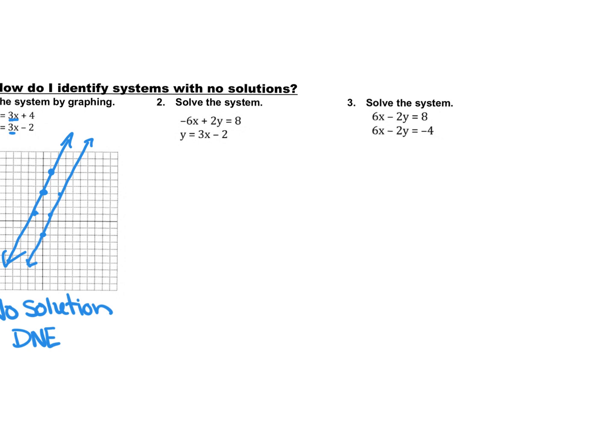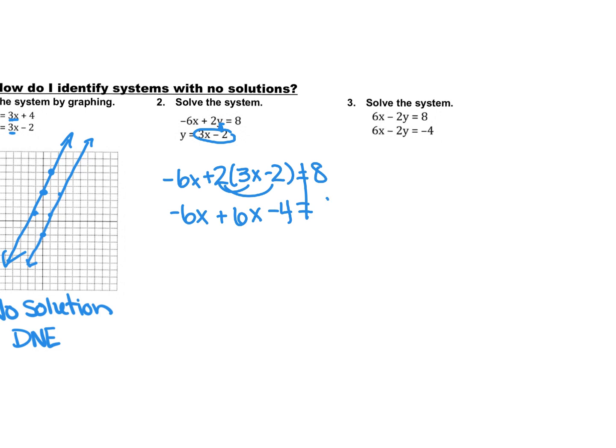For question number 2, we're going to solve this by using the substitution method. Since we've already solved for y, we're going to take what we have for y and substitute it in where we see the y. We're going to take that entire expression. So I would have negative 6x plus 2 times 3x minus 2 is equal to 8. All I did is plug in that expression for y. Now let's simplify and solve. The first thing I want to do is distribute. So I've got my negative 6x, plus 6x, minus 4 is equal to 8.